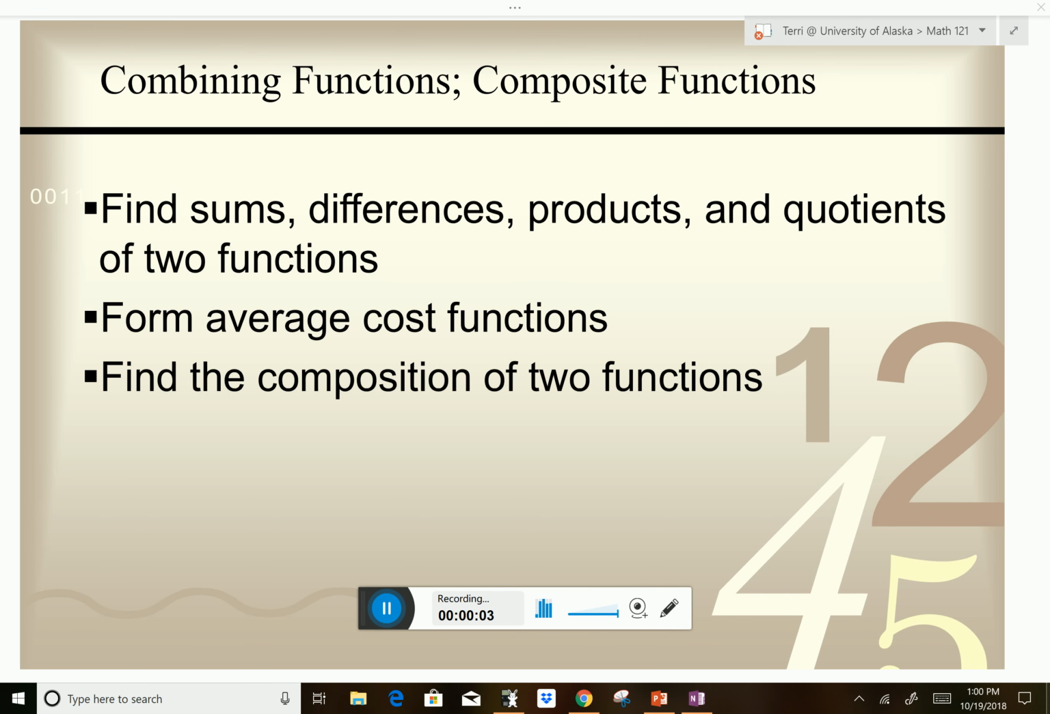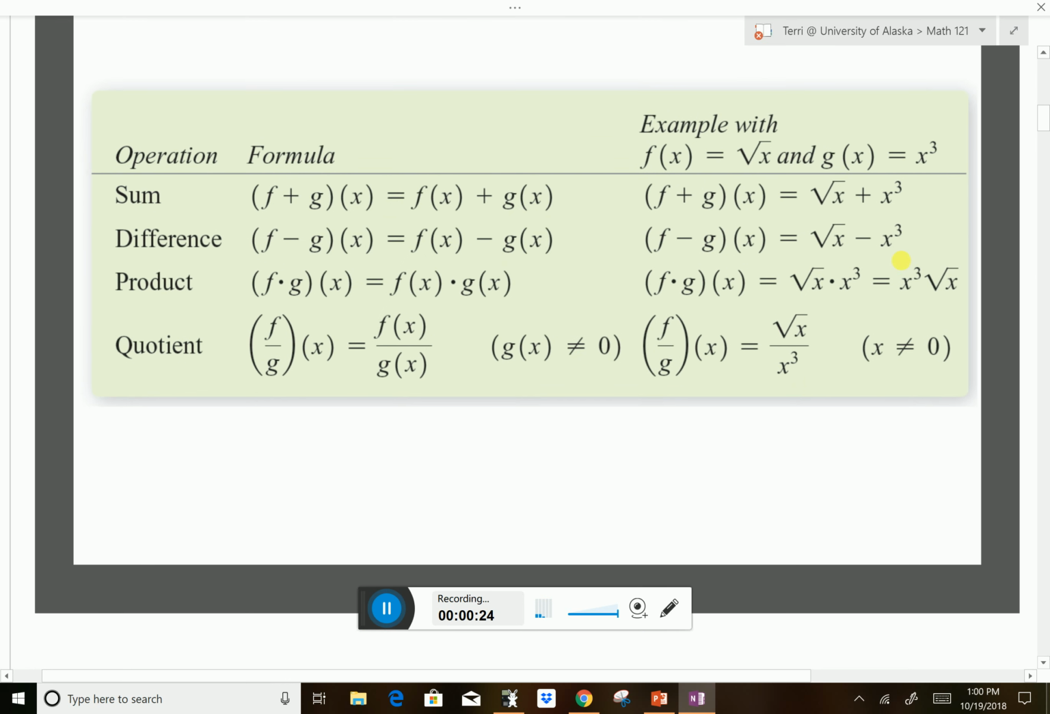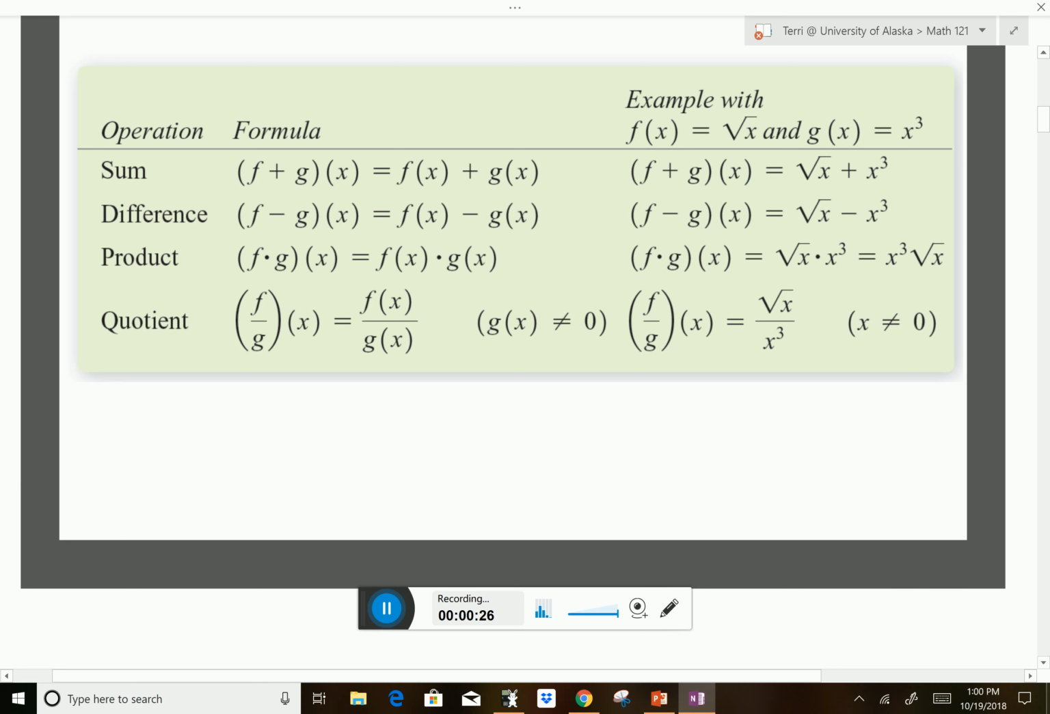So in this video, we're going to be talking about composite functions and combining functions. So this sometimes gets a little bit confusing for students. So I want you to be very, very careful about it and really follow closely. So one of the things I want to talk about is just combining functions.